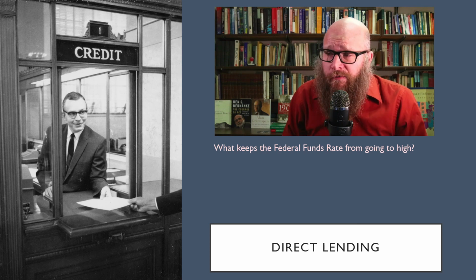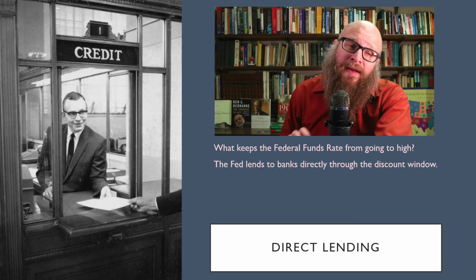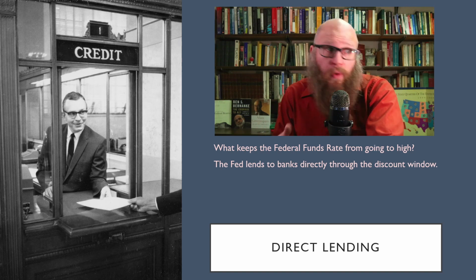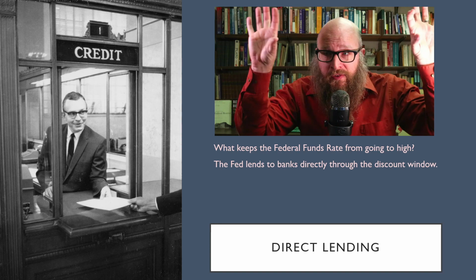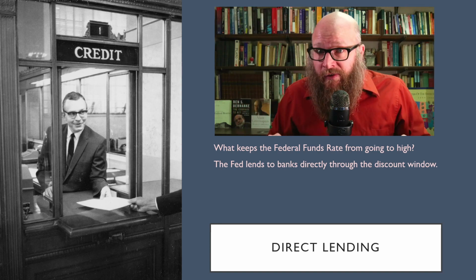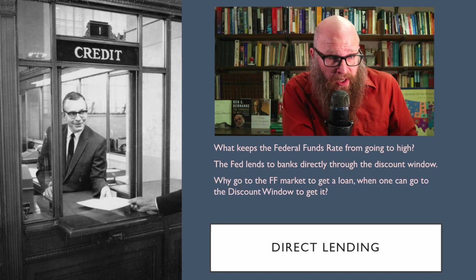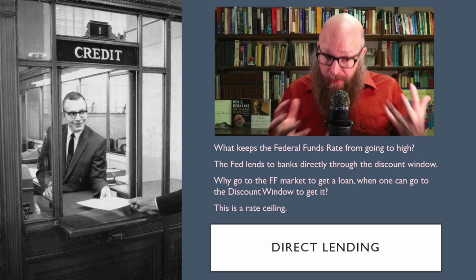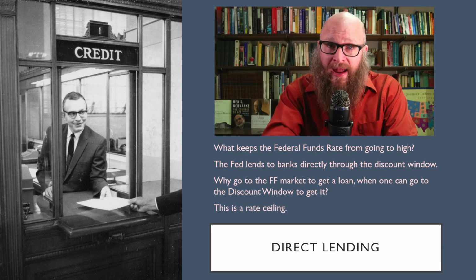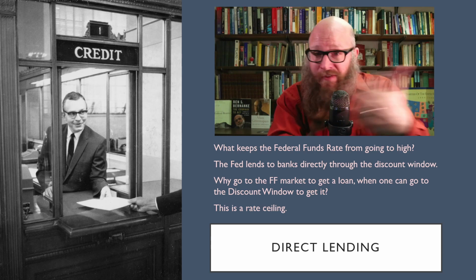What keeps the federal funds rate from going too high? The Fed lends to banks directly through the discount window. Like, let's say it was a literal window called the discount window, and you'd go and get a loan from the Fed there. Why go to the private federal funds market to get a loan when you can go to the discount window and get a loan? So the private federal funds market can't charge a higher rate than the discount window rate because they have to compete with it.